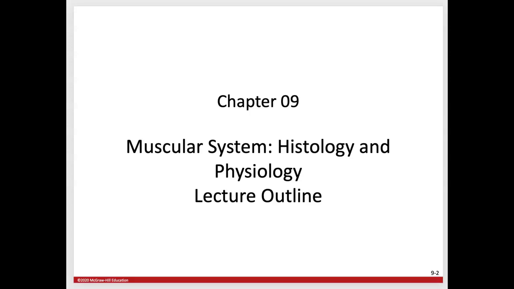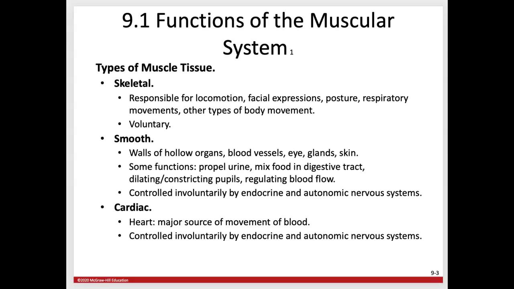This is Chapter 9, Part 1, the muscular system. We're going to talk about histology and the physiology related to muscles. So to start off with, we'll just give you an overview of types of muscle tissue.